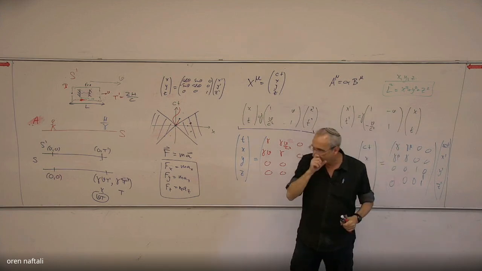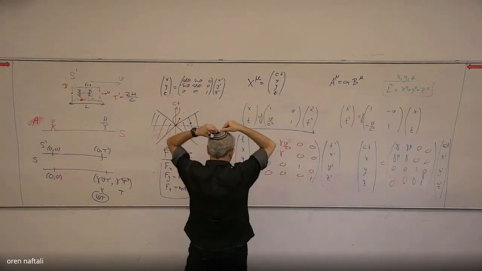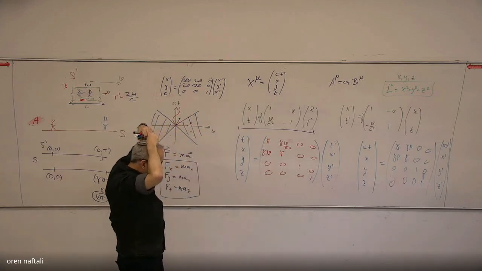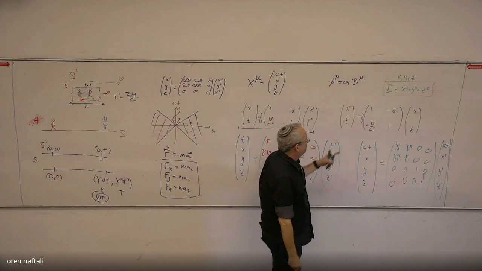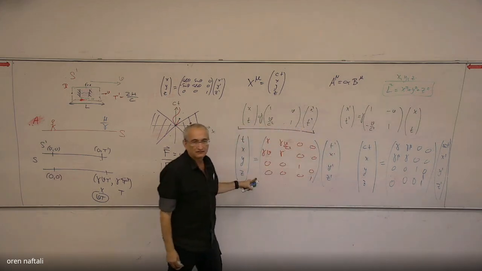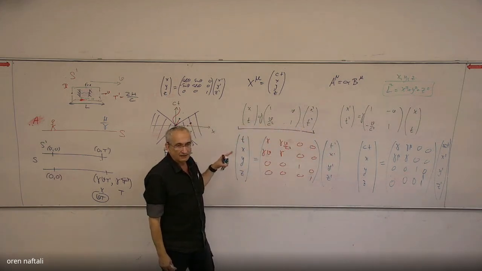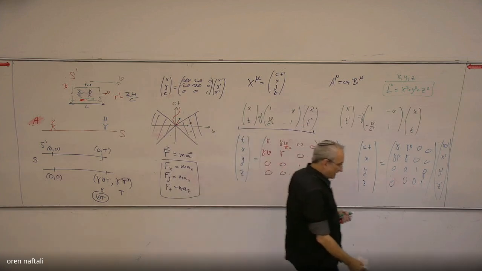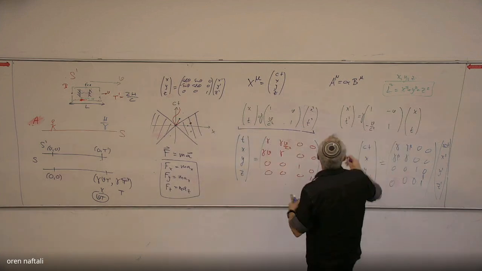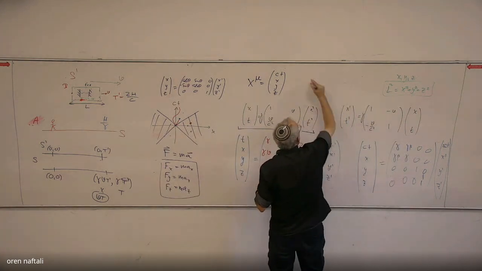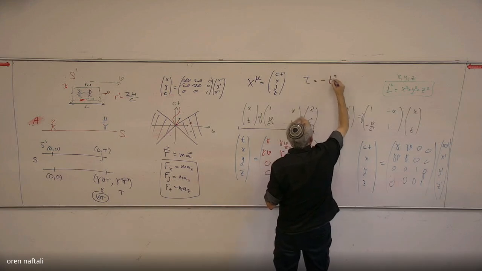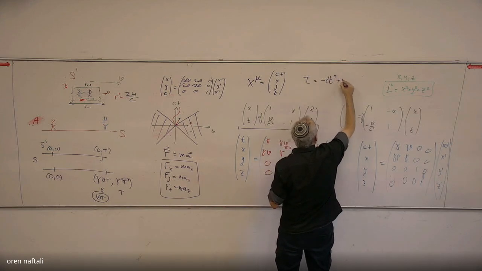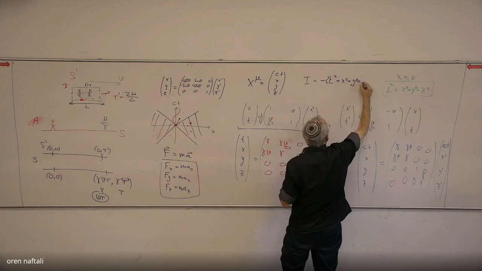There is in parallel with that something that is kept invariant under the Lorentz transformation, which is the interval. The interval is minus c squared t squared, plus x squared, plus y squared, plus z squared. That's all.